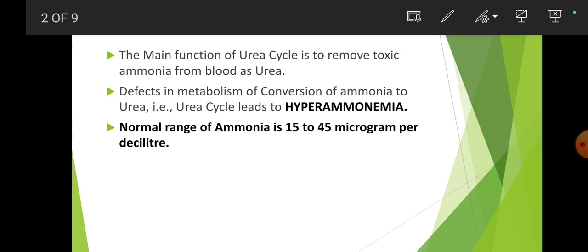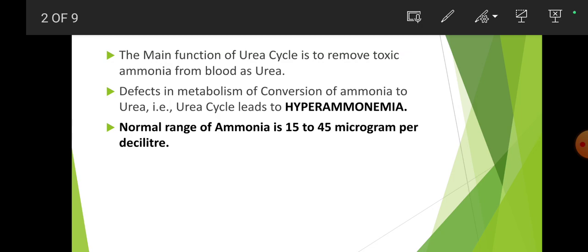Now, what is the main function of the urea cycle? The main function of the urea cycle is to remove the toxic ammonia from blood as urea. As we have discussed, in the first step of the urea cycle the ammonium ion condenses with carbon dioxide and forms carbamyl phosphate, then argininosuccinate, then citrulline, argininosuccinate, arginine, which liberates urea, and finally ornithine. So the main function of the urea cycle is to remove the toxic ammonia from blood as urea.